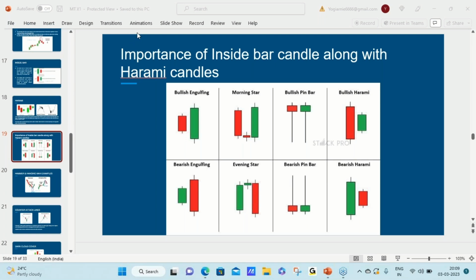But bullish harami is very similar to bullish hammer. The location of this bullish harami should be at the bottom of the downtrend. That is the main difference.